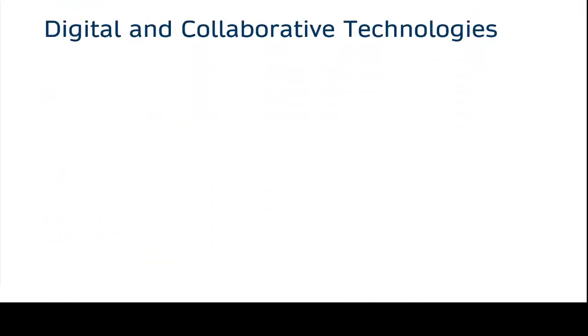So let's move on now to looking at digital and collaborative technologies. So this is now looking more at the software and the changes that has on businesses and on individuals. So what is a digital and collaborative technology? So digital technology is any software that can be used on a computer essentially. And collaborative technologies is a very specific type of software that can be used.